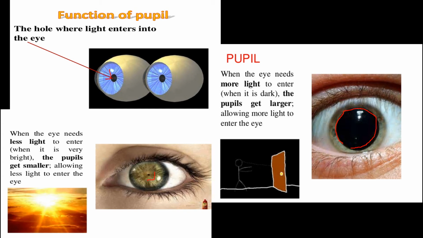When the eye needs less light to enter, when it is very bright, the pupils usually get smaller, allowing less light to enter the eye. But when the eye needs more light to enter, when it is dark, the pupils usually get larger, allowing more light to enter the eye. So this dilation and constriction of the pupil are under the control of the iris muscles, that is, the circular and radial smooth muscles.